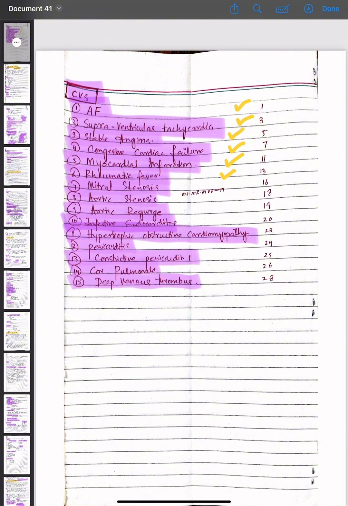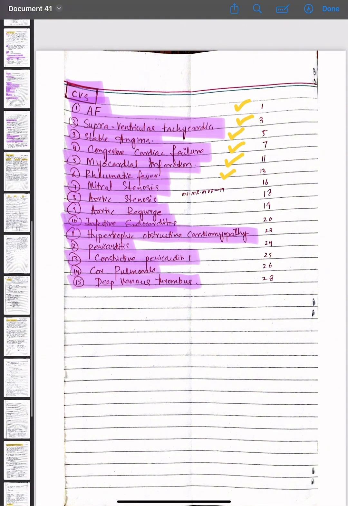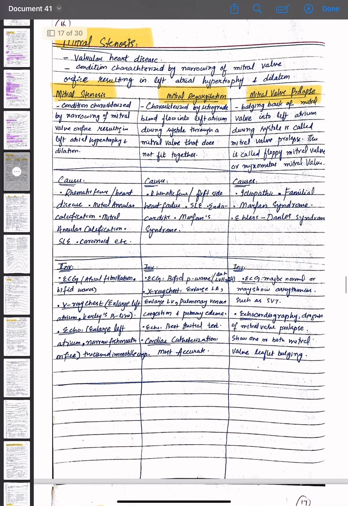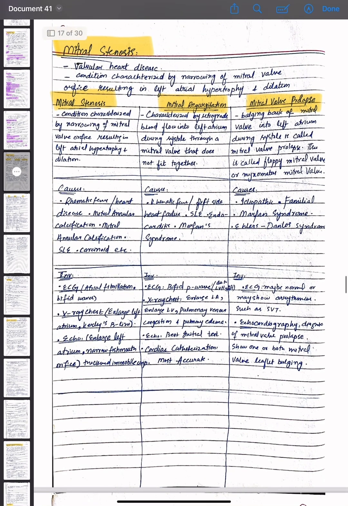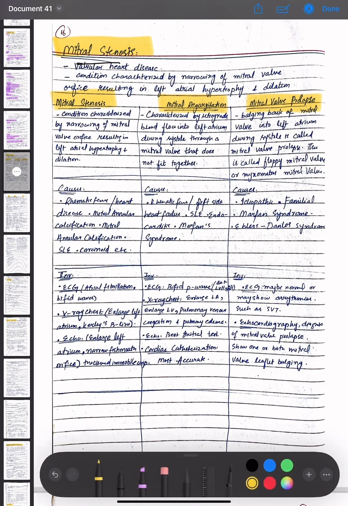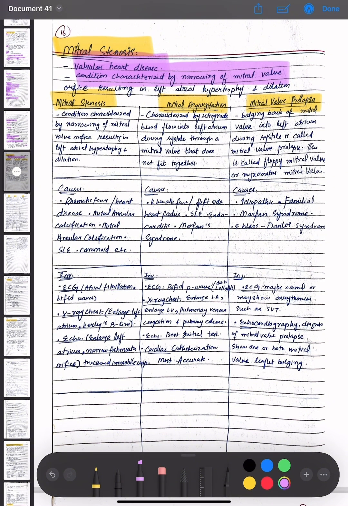So, starting from mitral stenosis. What is mitral stenosis? It is a valvular heart disease, and the condition is characterized by narrowing of the mitral valve orifice resulting in left atrial hypertrophy and dilation. Along with mitral stenosis, we will also learn mitral regurgitation and mitral valve prolapse. So it is better to learn these three topics in comparison.